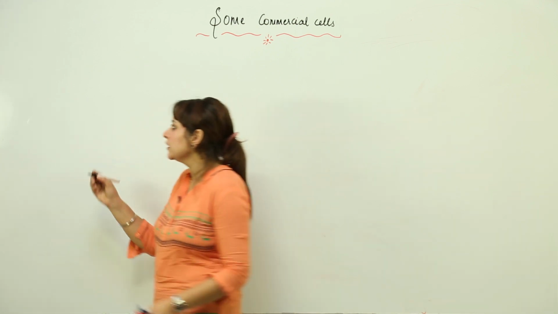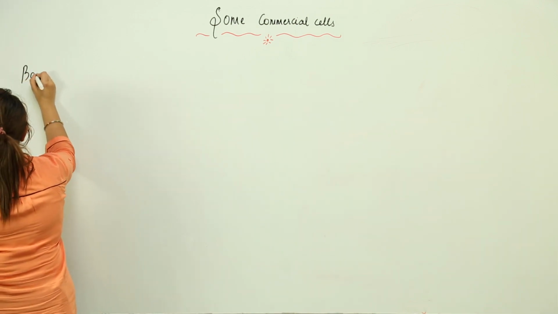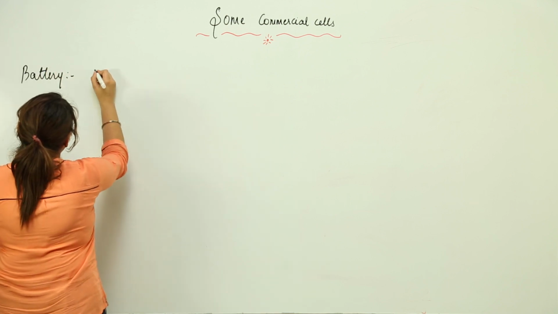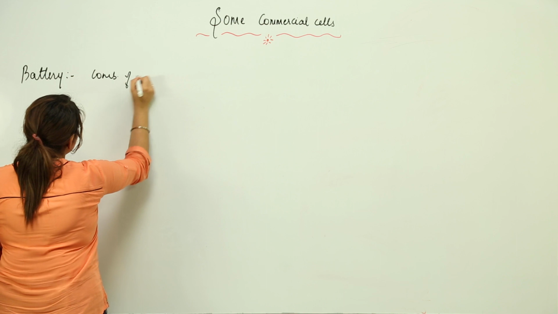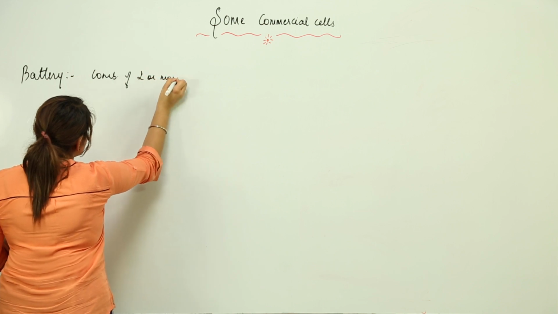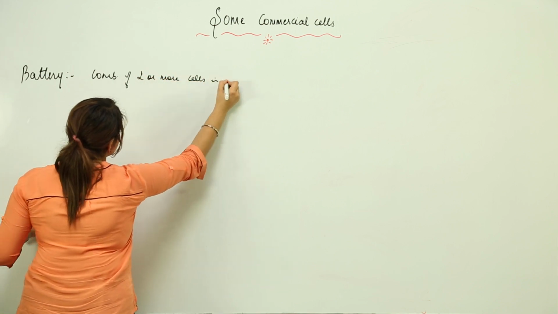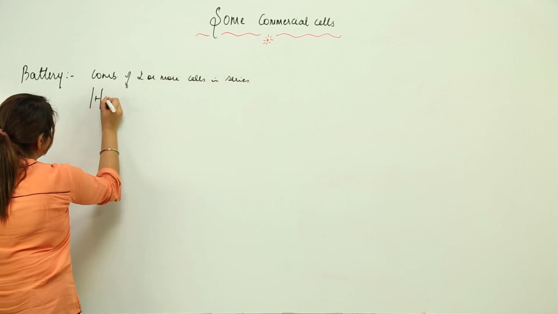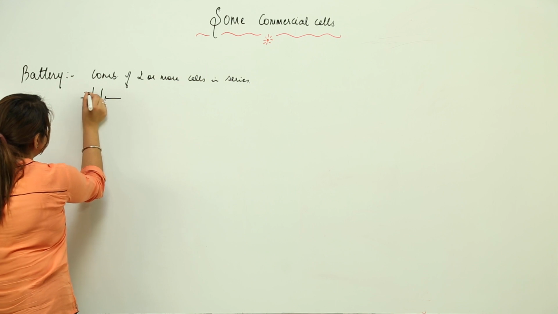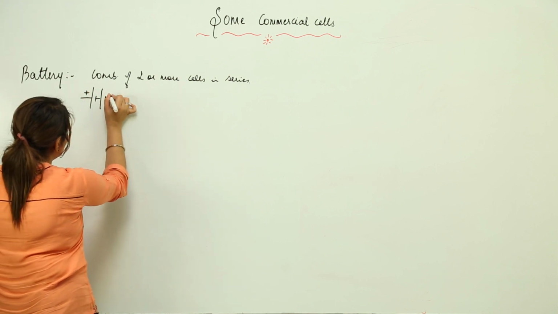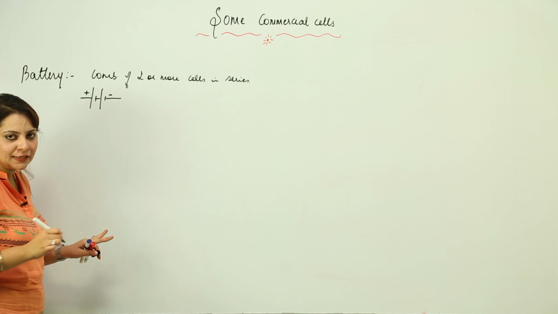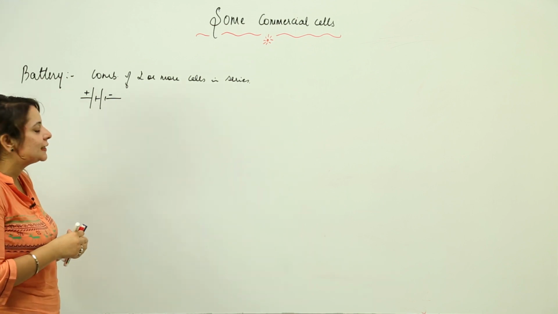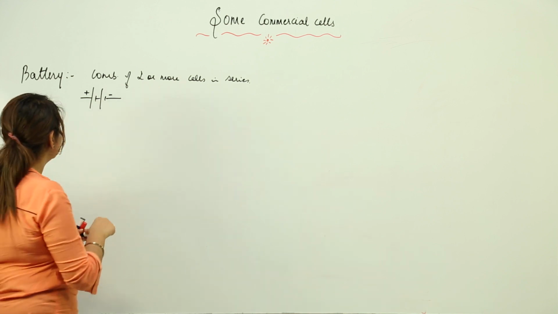Before we start, you should know what actually is a battery. A battery is nothing but the combination of two or more cells in series. As you know, whenever you draw a battery, you write it in this way: a big line indicates the positive terminal and the short one indicates the negative terminal. So a battery is a combination of two or more cells connected in series.